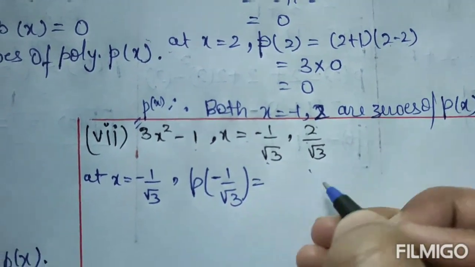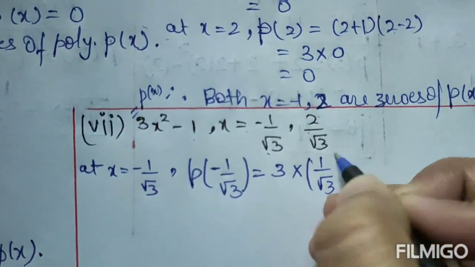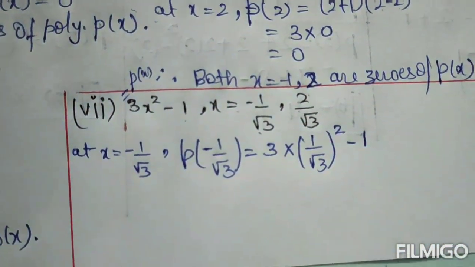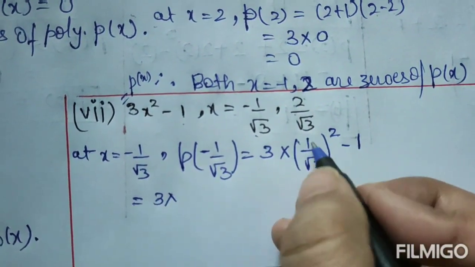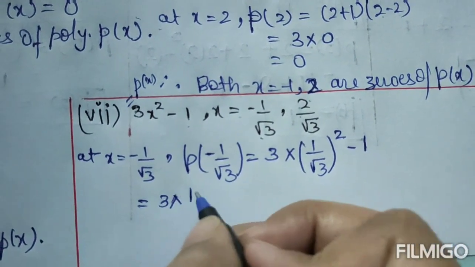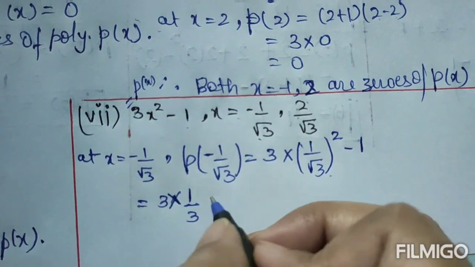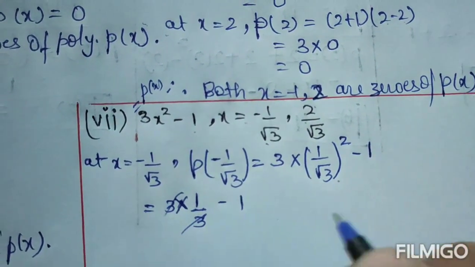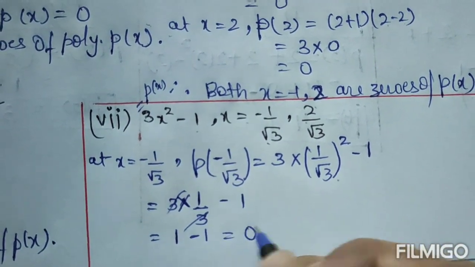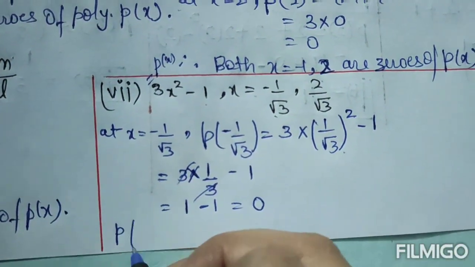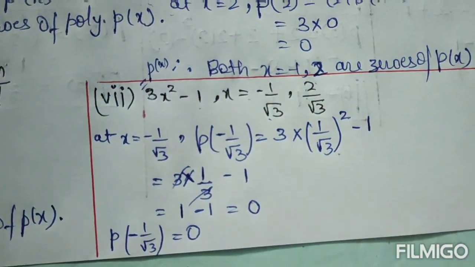Now for x equal to minus 1 by root 3, it will become 3 multiply 1 by root 3 square minus 1. So it will be 3 multiply 1 square is 1 and root 3 square is 3 minus 1. 3 and 3 cancel out. It will be left with 1 minus 1, which is 0. That is, p at minus 1 by root 3 is coming 0.